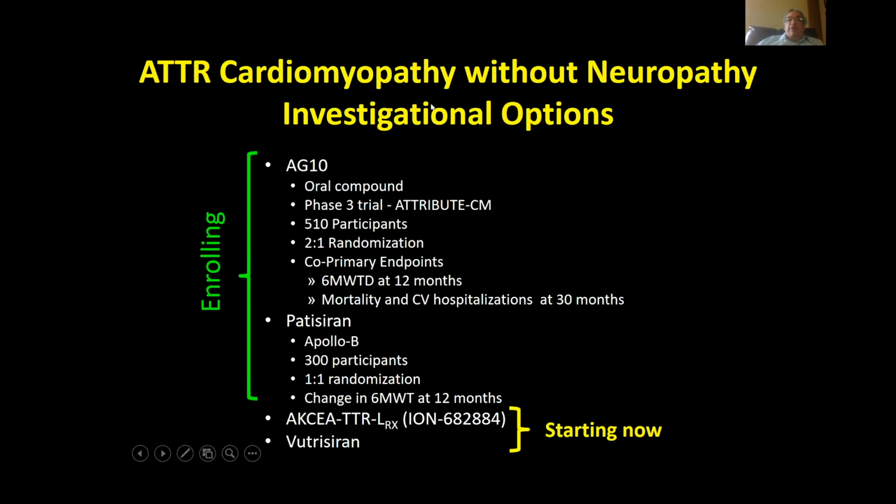With the efficacy of tafamidis, there's now a whole host of options that are emerging, and I'll just run through these as investigational therapies. There is AG10, a new oral compound that's in a phase 3 trial, randomizing patients 2 to 1 with a similar approach to the ATTR-ACT trial, looking at 6-minute hall walks and mortality and CV hospitalizations. There's the patisiran trial, the APOLLO-B trial, I should say, that's randomizing 300 patients 1-to-1 to patisiran or placebo, with a primary endpoint at 12 months of a 6-minute hall walk, and 2 new subcutaneous silencers that have begun to enroll patients.